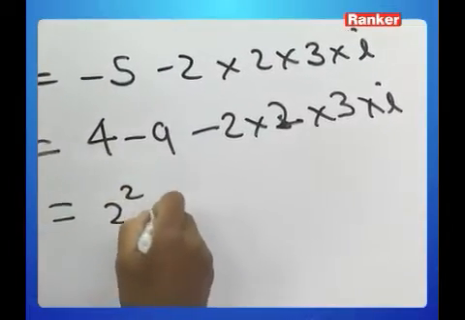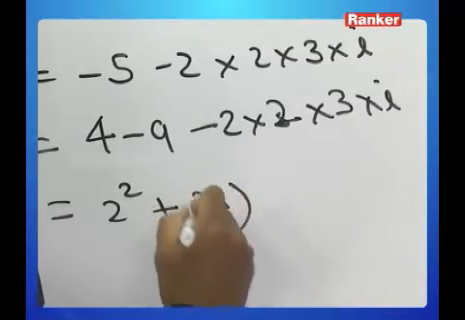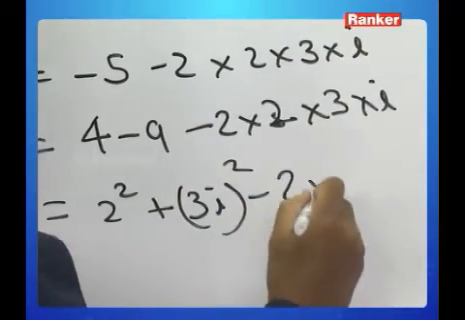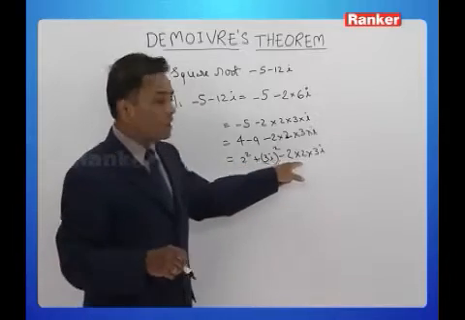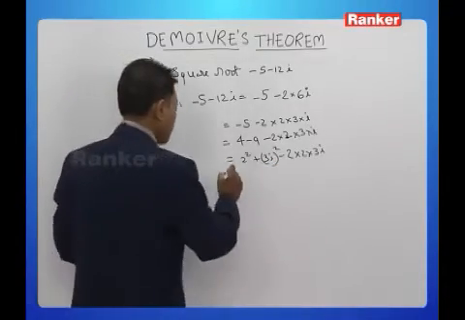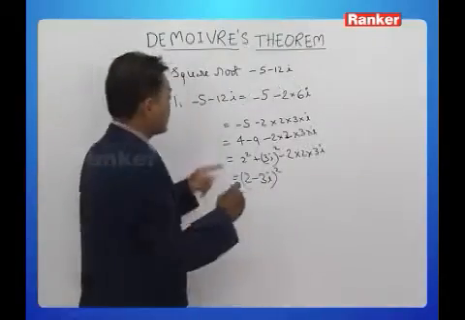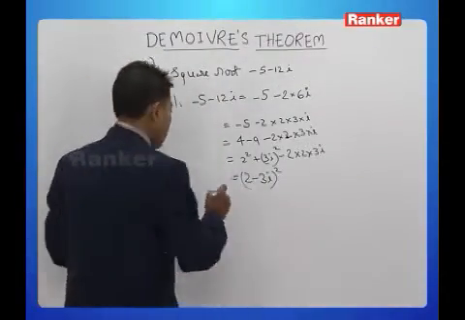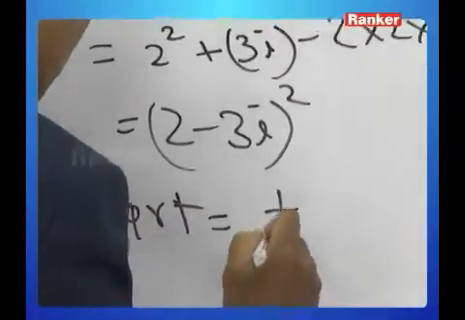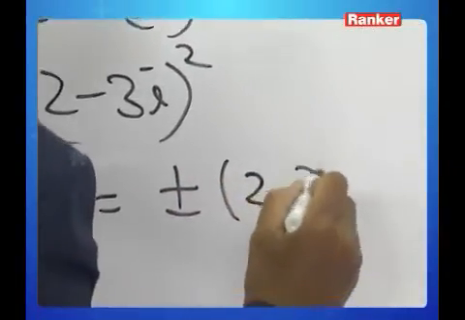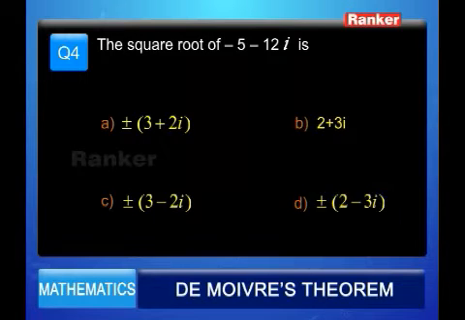So, I will write 2 square here, minus 1 I am writing i square. So, this becomes 3i whole square minus 2 into 3i. So, this is a square plus b square minus 2ab, that is a minus b whole square. Now, if you take the square root, plus or minus 2 minus 3i. So, the square root is plus or minus 2 minus 3i. This is the right answer and the right option is D. Fourth option is the right option.